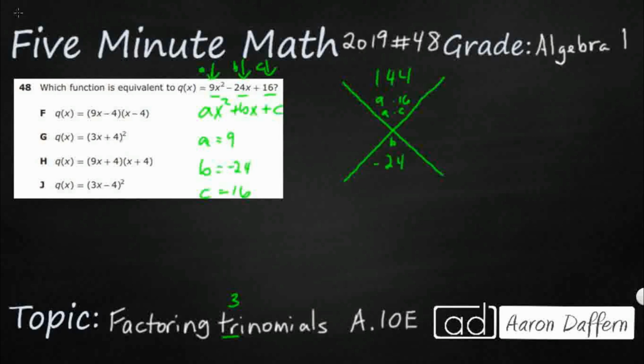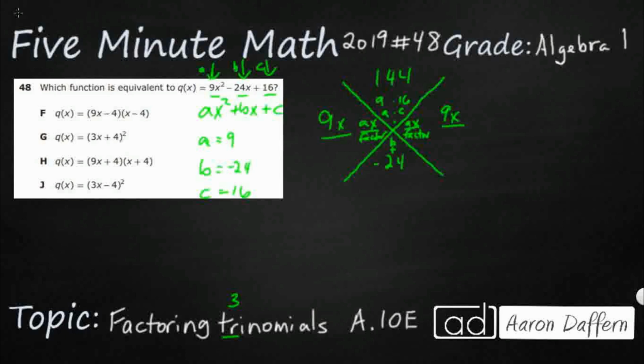Now, over on the left and right, we're going to put ax over factor, because we are looking for factors that multiply to 144 and add to negative 24. So my a is 9, so it's 9x over something, 9x over something. We'll come back to that in a moment.